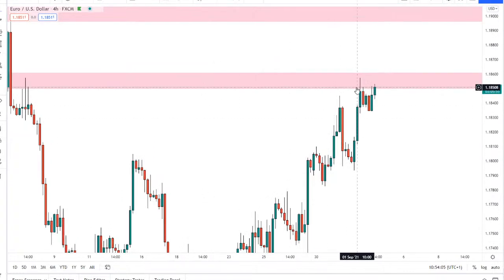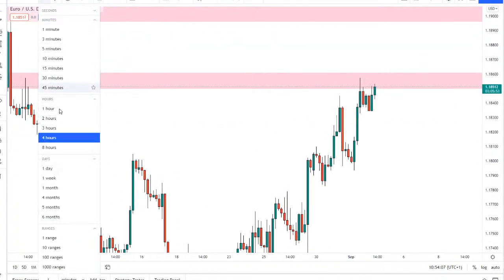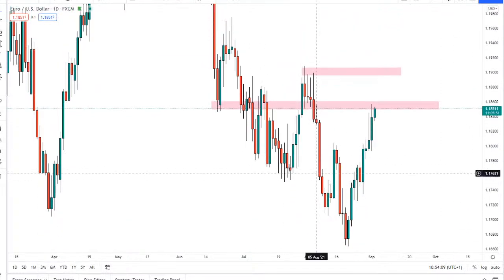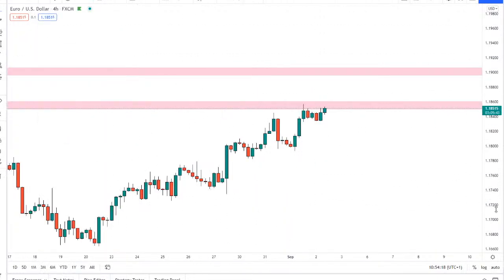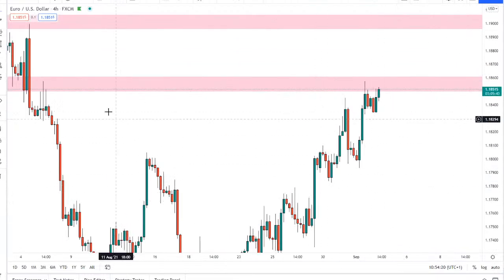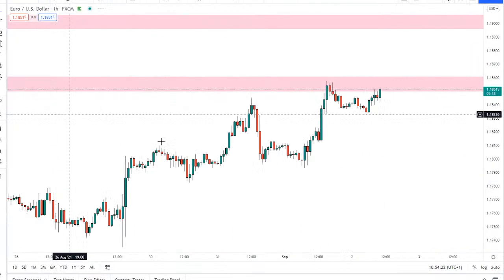It's coming into a really nice area, 1.18500. We're going to daily quickly for you. You can see really nice support here, which will be acting as resistance, and a nice area of supply as well. So I want to see if price can react to this level and move to the downside. Like I said, I'm looking for those shorts for Euro USD.